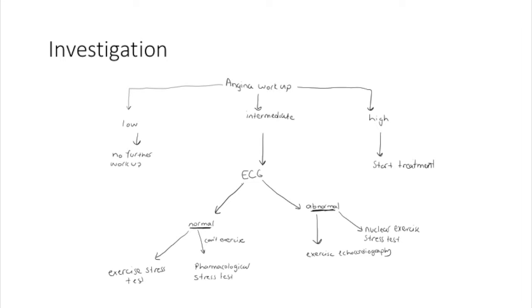And if the ECG is normal, then we can subject the patient to some form of exercise stress testing. And if they can't exercise due to mobility problems or general fatigue or body habitus, then we can consider a pharmacological stress test where we give a patient medications that increase the heart rate to bring about an ischemic state. Having said that, if the ECG is abnormal from the get-go, then we can look at exercise echocardiography, or if the patient's not able to exercise, then we can consider other testing such as a nuclear exercise stress test.